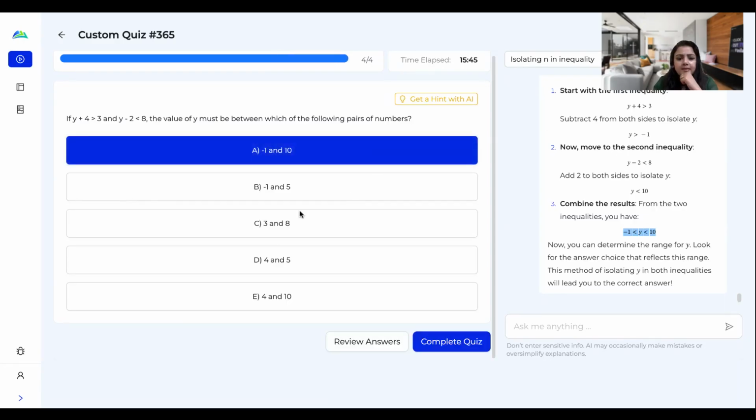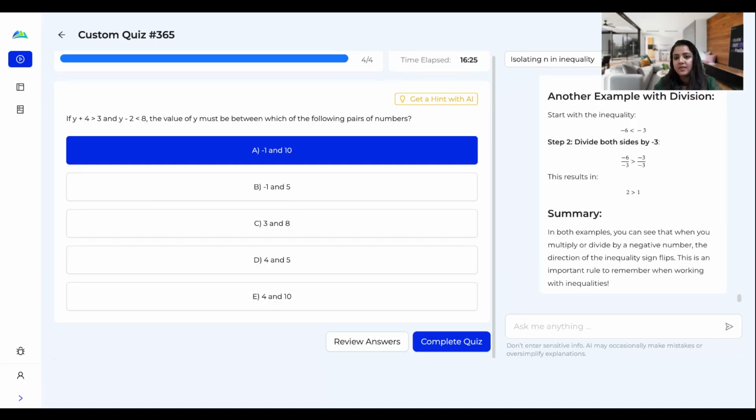But I want to ask AI, how does the inequality sign get affected by multiplying and dividing with a negative value? To give an example around that: minus 6 less than minus 3. If I divide by negative 3, I have a 2 on one side and a 1 on the other side. You have 2 greater than 1, which is always true.